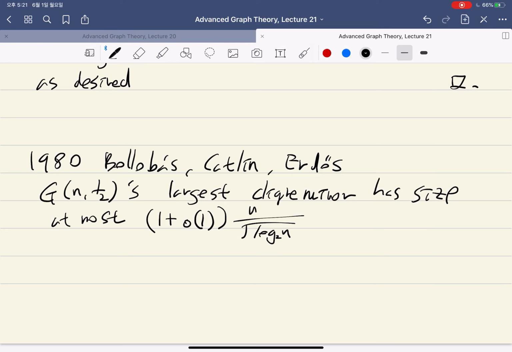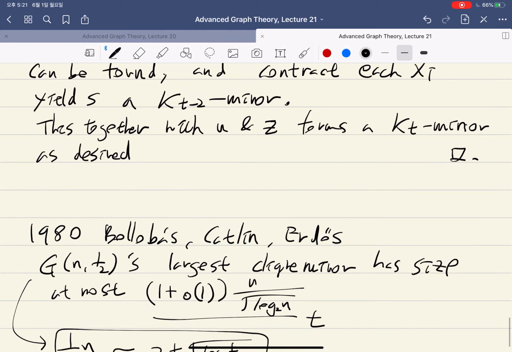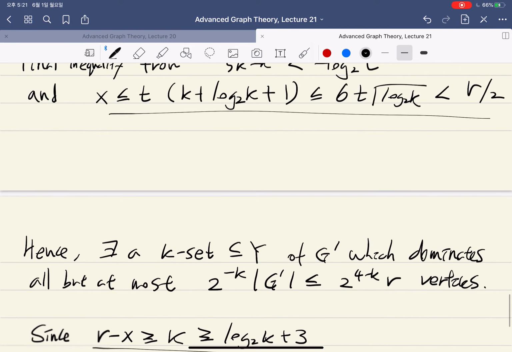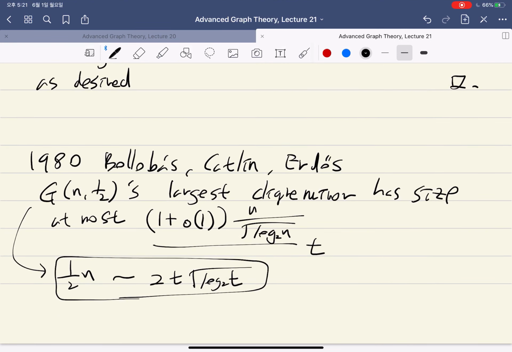Yeah. So this has average degree n/2, which, let's say this is t, is roughly like 2 times t times square root of log t. So this is best possible up to a constant. You cannot hope for a clique minor of size much bigger than this.